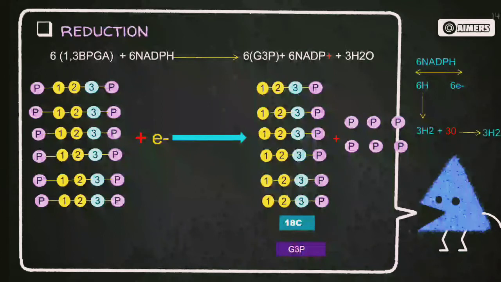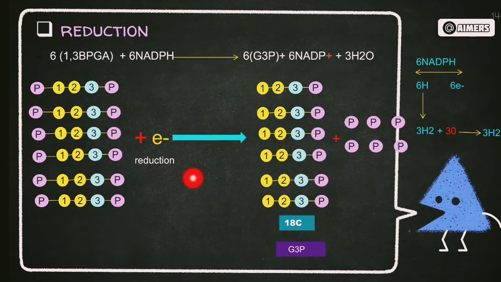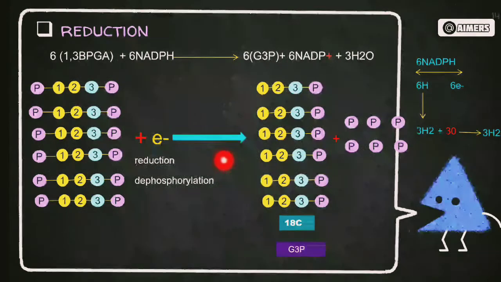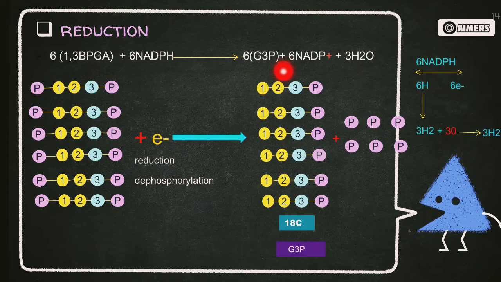So this was the second step, which was reduction. So do remember that addition of electrons occurs in 1,3-bisphosphoglycerate, that is why it is called reduction. Addition of hydrogen occurs in oxygen, that is why it is called reduction. And do remember one MCQ, that this glyceraldehyde 3-phosphate or phosphoglyceraldehyde is formed as a result of dephosphorylation. Dephosphorylation means removal of phosphate groups. So phosphate groups are removed from 1,3-bisphosphoglyceric acid and then it is converted into glyceraldehyde 3-phosphate.